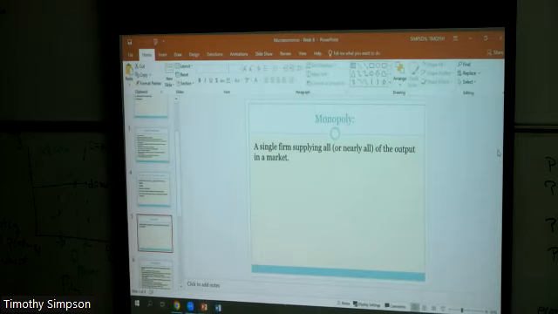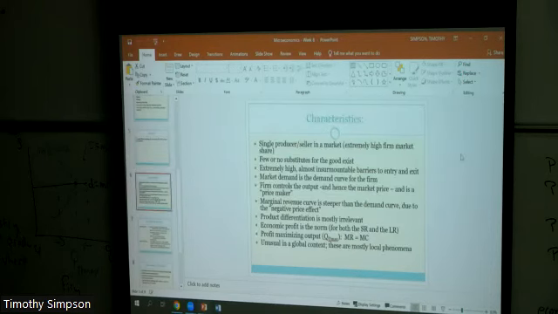Okay, so it's a single firm. Okay, so what about this idea of a single firm and how do you get there? Well, let's talk about some of the characteristics of monopolies. Then we'll get into some of these issues concerning marginal revenue.